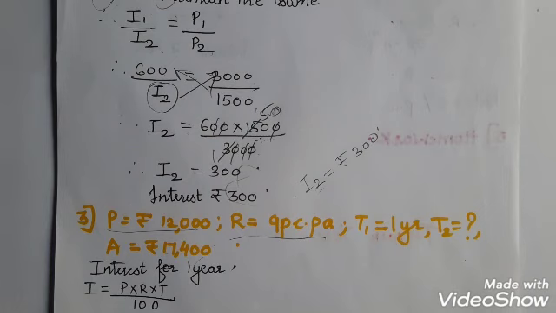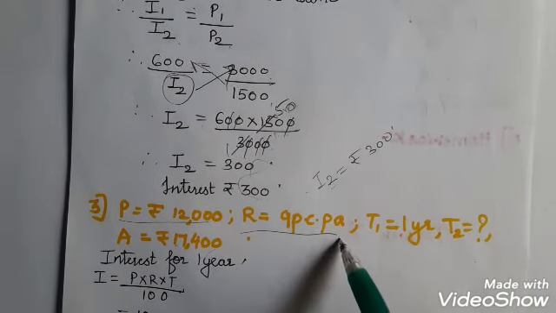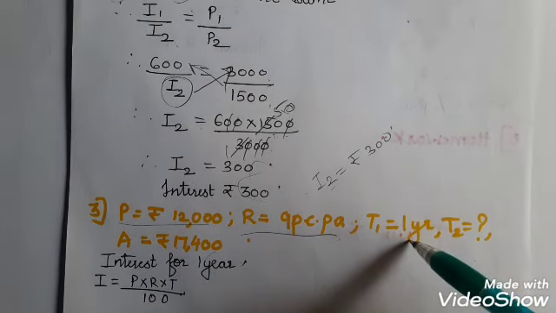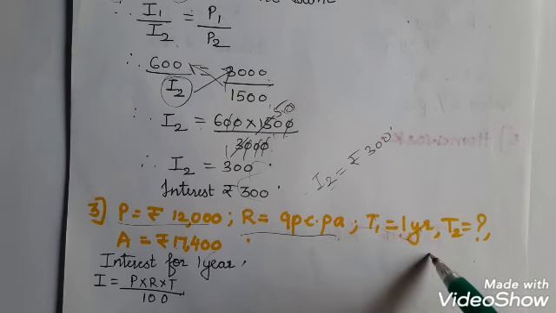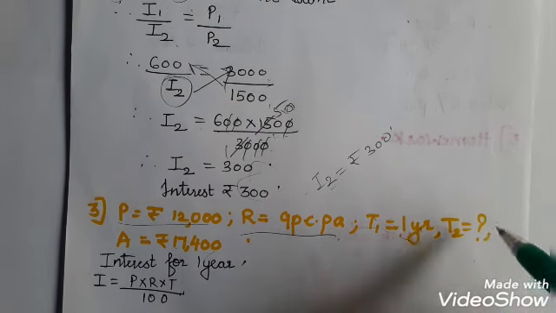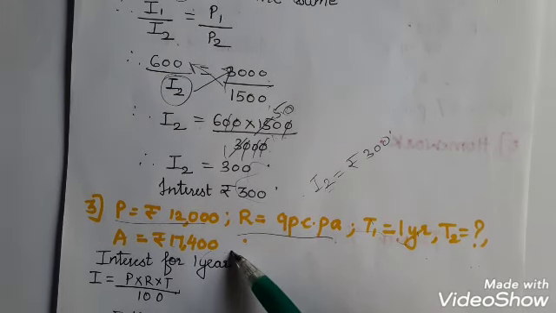So we'll write P is 12,000 rupees, R is 9 PCPA. Then for 1 year he deposited this, so that is T1 is 1 year. Okay, and we have to find T2 where the total amount is 17,400.